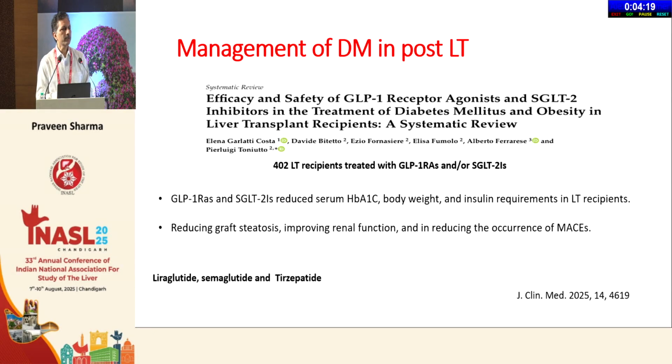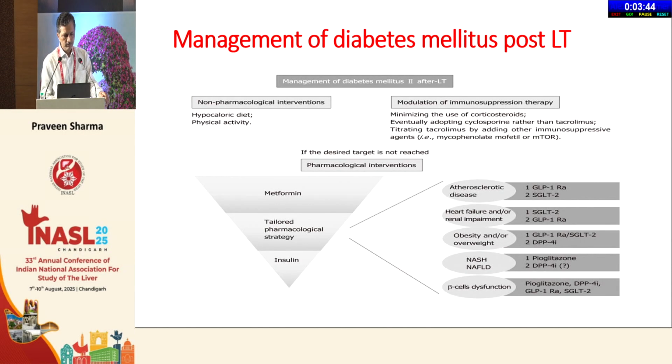Now for diabetes, we have some newer drugs which have just come up. There is a tsunami of multiple drugs, and the question is whether they can be used in our post-transplant patients. We do not have enough data, but various studies have shown that GLP-1 receptor agonists and SGLT2 inhibitors can be used in the post-transplant period also. These drugs have been shown to reduce graft steatosis, improve renal function, and reduce the occurrence of any major cardiovascular event. So these drugs probably play a greater role in the management of diabetes these days.